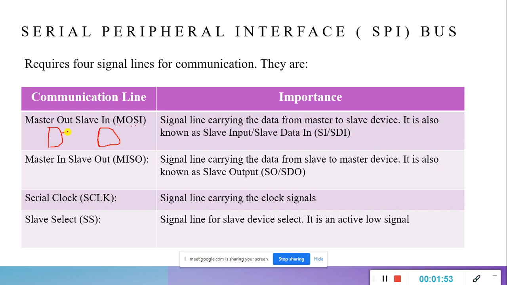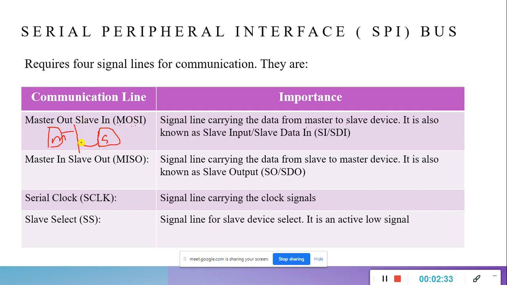If the line is coming from the master output, there will be a MOSI line here, and from this it will be input to the slave. So this is the master and this is the slave. This is the signal carrying the data from the master to the slave. So that's what we call the communication line, master out slave in. The other way we can call it is slave data in, or slave input.